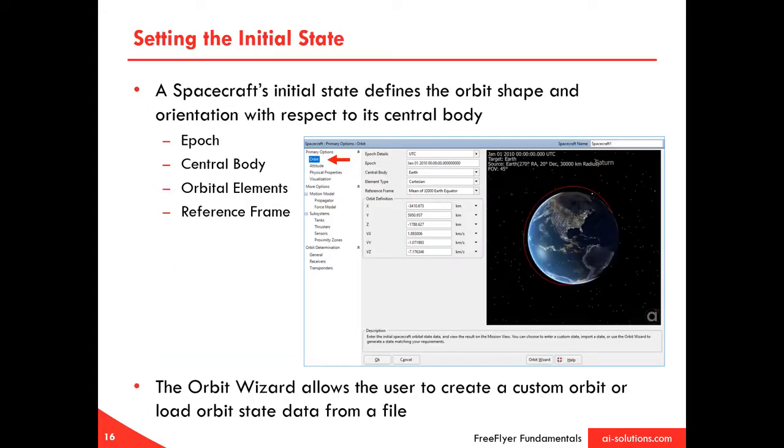So when you create a spacecraft object and double click on it to look at its object editor, the first page is the orbit page. This lets us define the orbit shape and orientation with respect to the spacecraft's central body. So you can change the starting epoch of the spacecraft, change its central body to any of the planets in the solar system, and you can even add your own custom celestial bodies into FreeFlyer if you want to model a comet or an asteroid or a moon that isn't built into FreeFlyer.